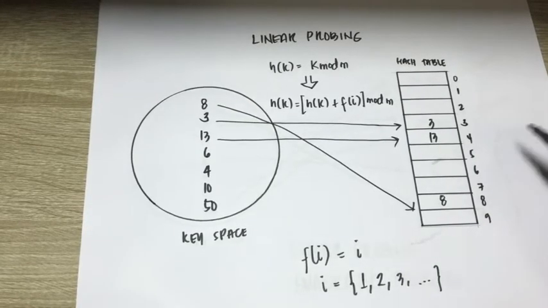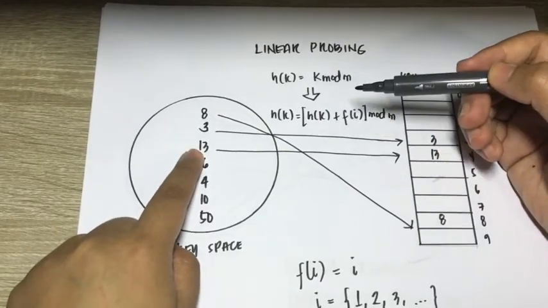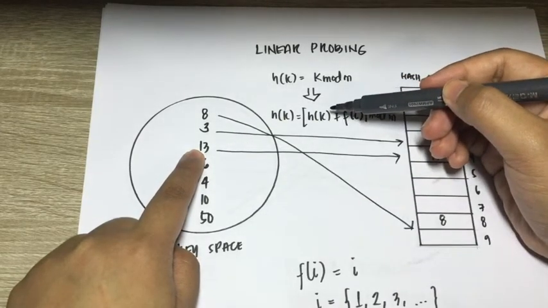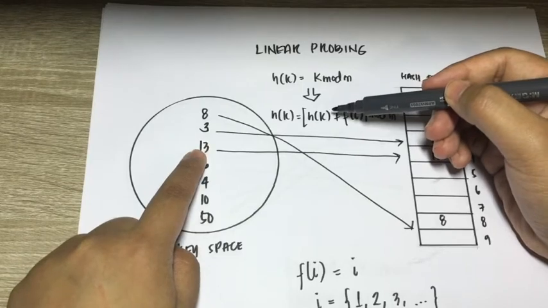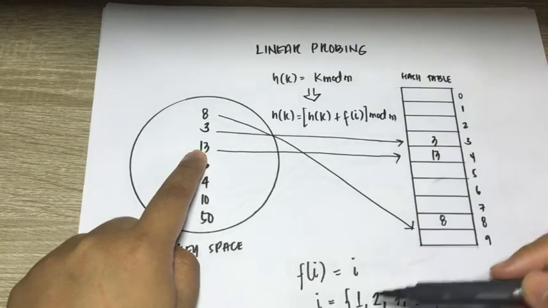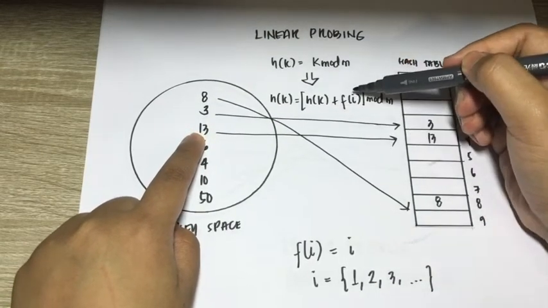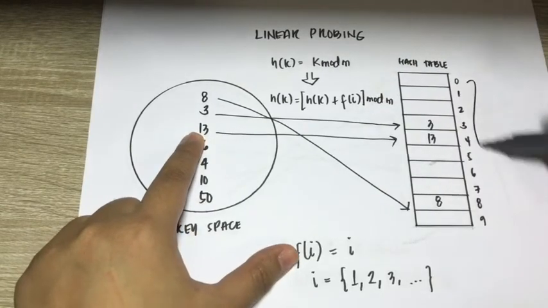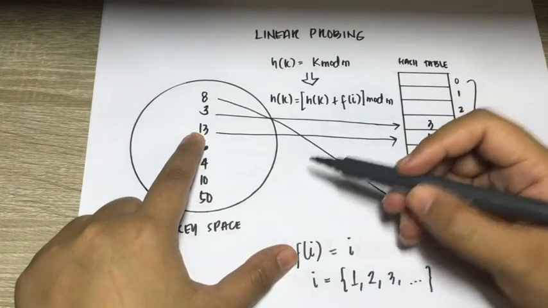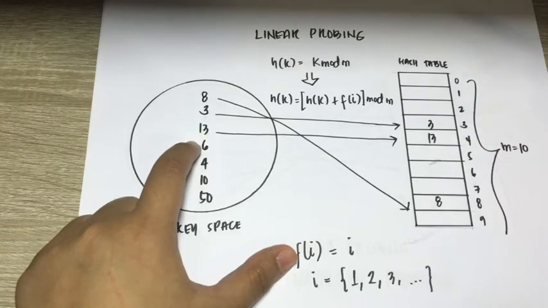Okay? So in here, if we are going to take a look at 13, what we're going to have is h of k, so that is 13. So 13 plus f of i, so the first f of i that we are going to consider is 1. So 13 plus 1, that will be 14 modulo m. Again, we have a total of 10 memory locations. So 14 modulo 10, that will be 4, and this is where 13 is to be stored.